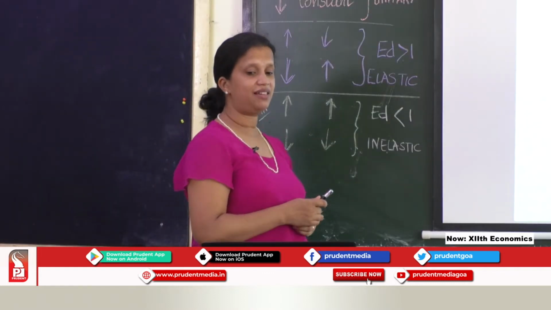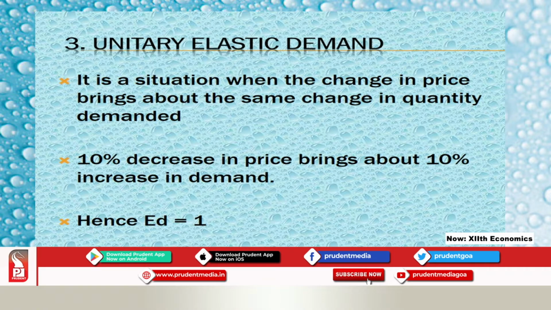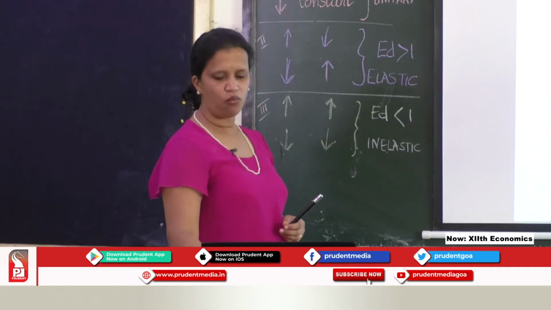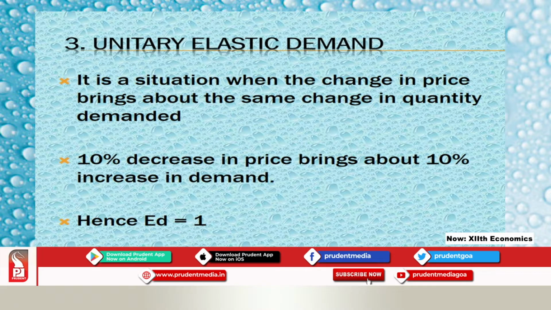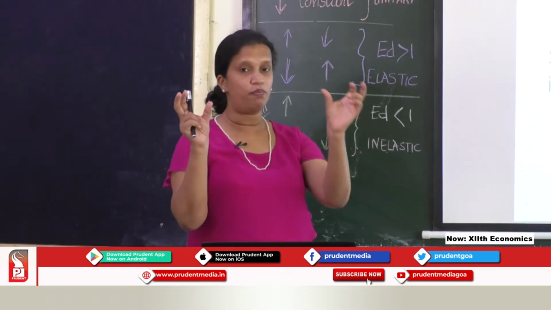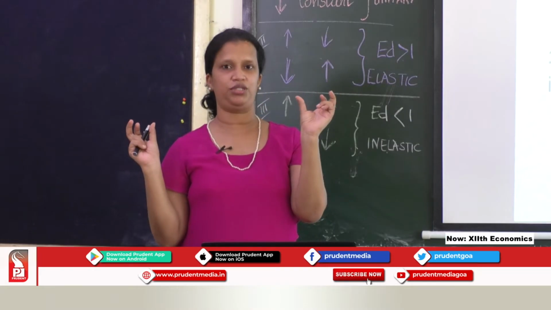Okay. We now look at the third type of price elasticity, and that is unitary elastic demand. Now, what does unitary elastic demand tell you? Now, this is a situation wherein a change in price brings about the same change in demand. That means price changes by a certain X amount, demand will also change by X amount. So, therefore, we can say that if price decreases by 10%, quantity demanded will increase by 10%. So, both are changing in the same proportion.